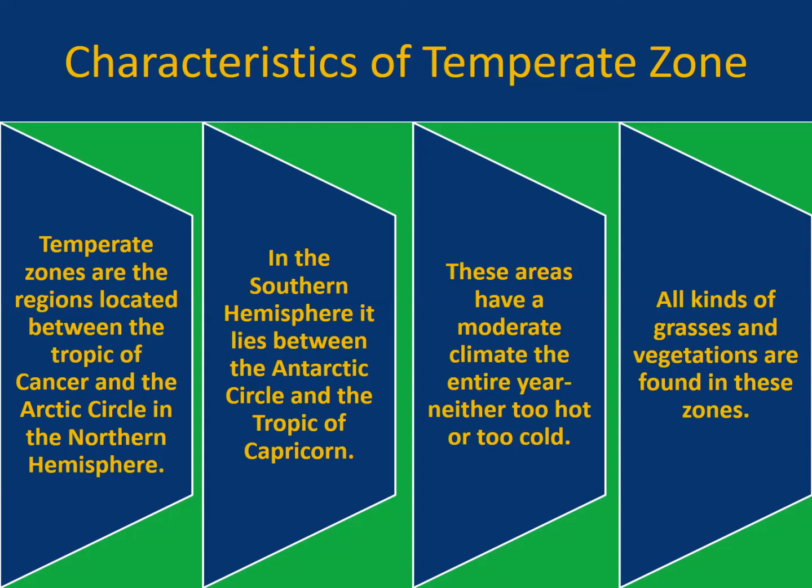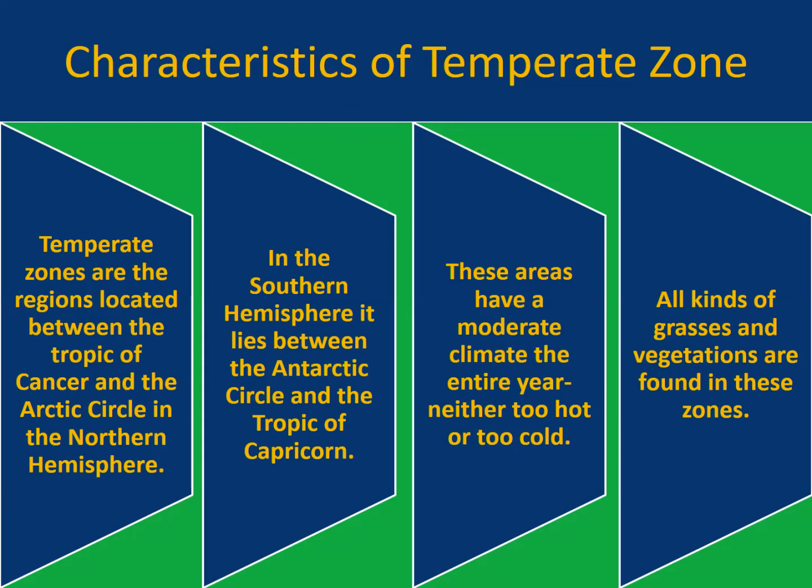Temperate zones are the regions located between the Tropic of Cancer and the Arctic Circle in the northern hemisphere. Number 2, in the southern hemisphere, it lies between the Antarctic Circle and the Tropic of Capricorn.